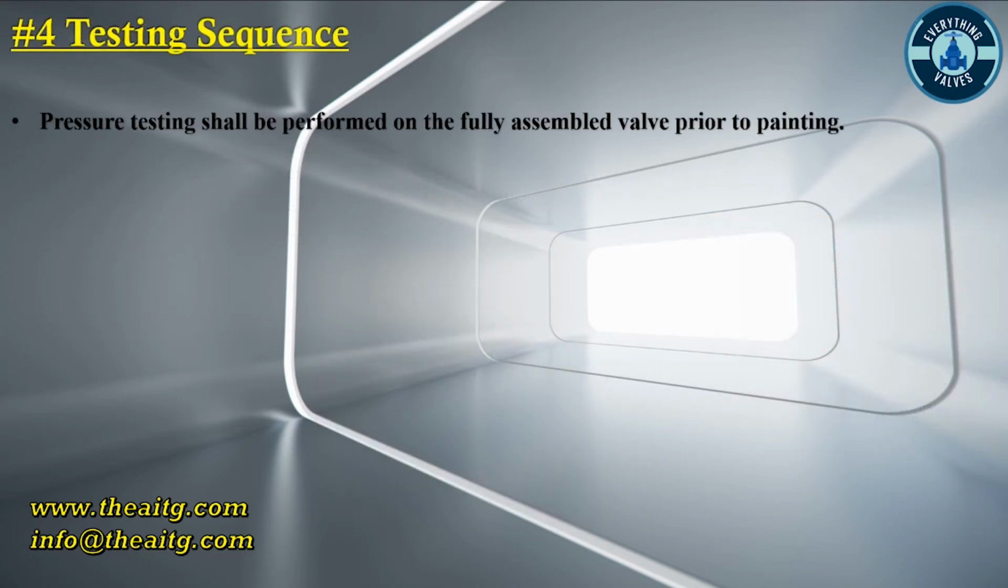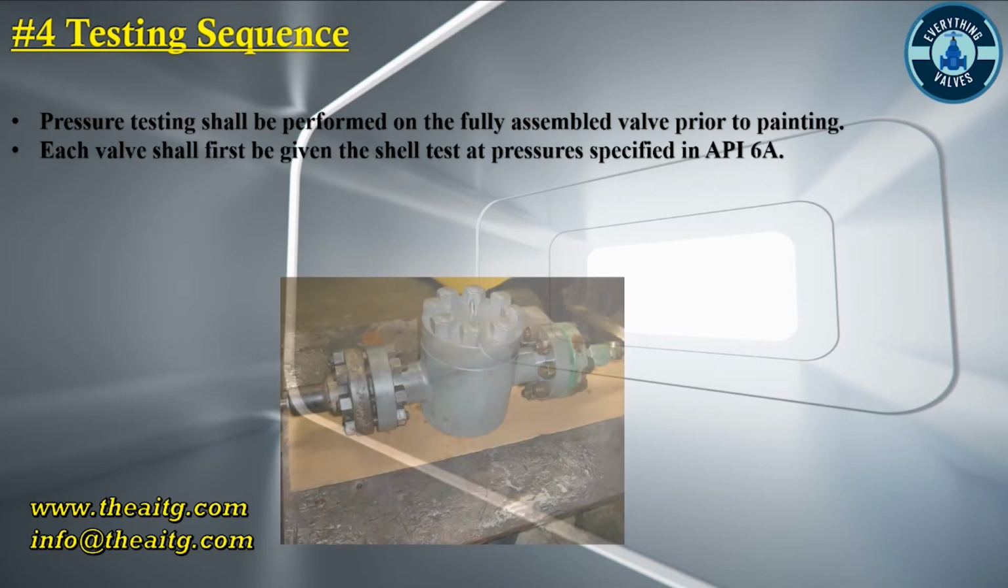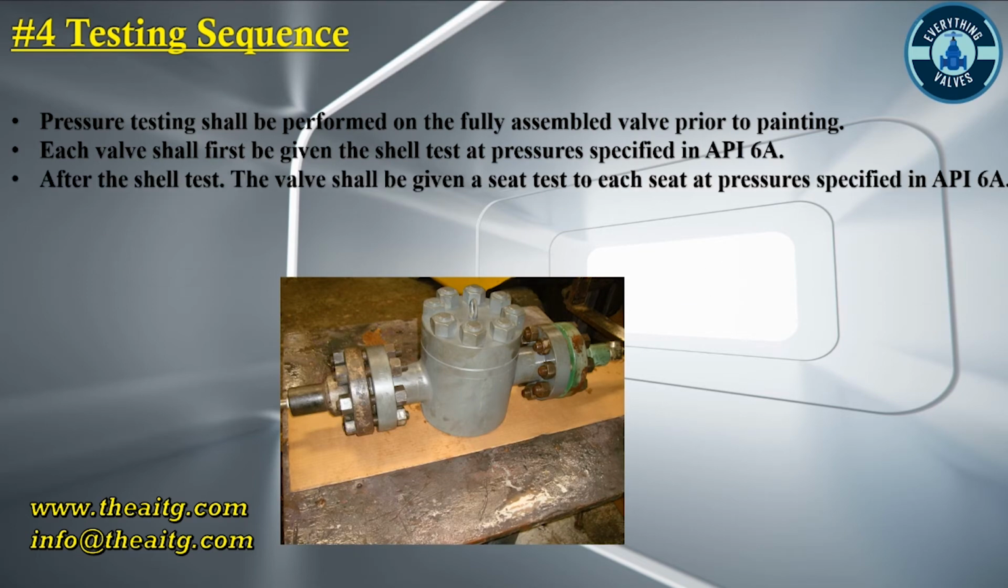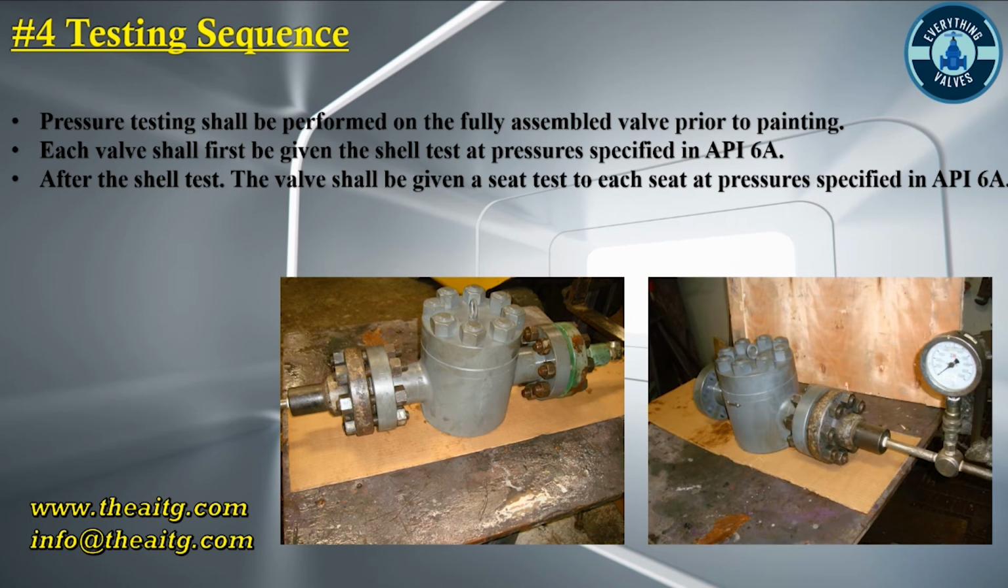Testing sequence. Pressure testing shall be performed on the fully assembled valve prior to painting. Each valve shall first be given the shell test at pressure specified in API 6A. After the shell test, the valve shall be given a seat test to each seat at pressure specified in API 6A.